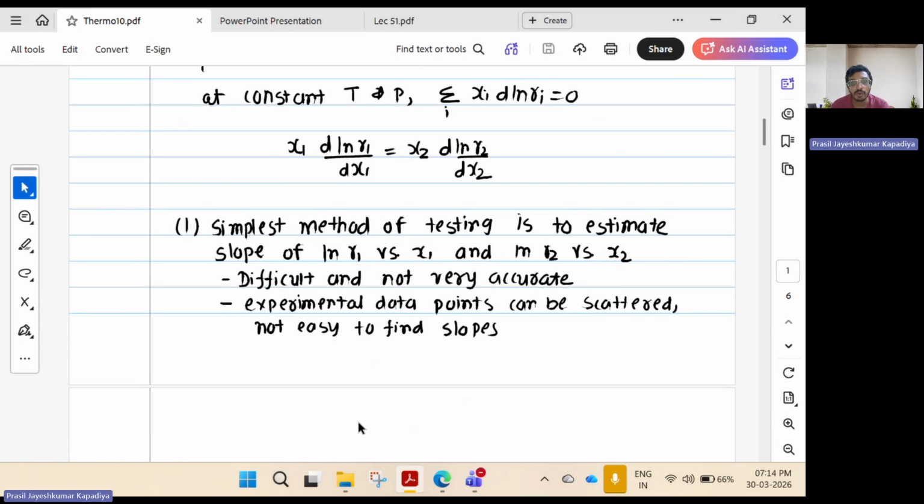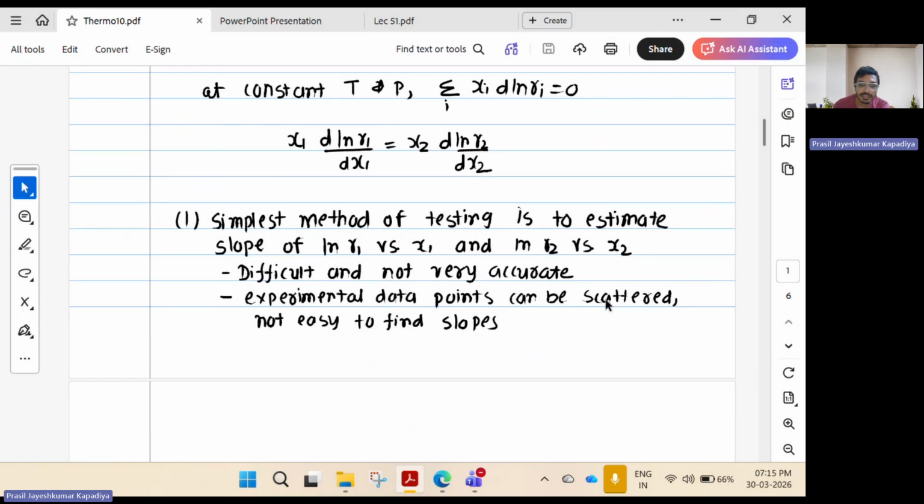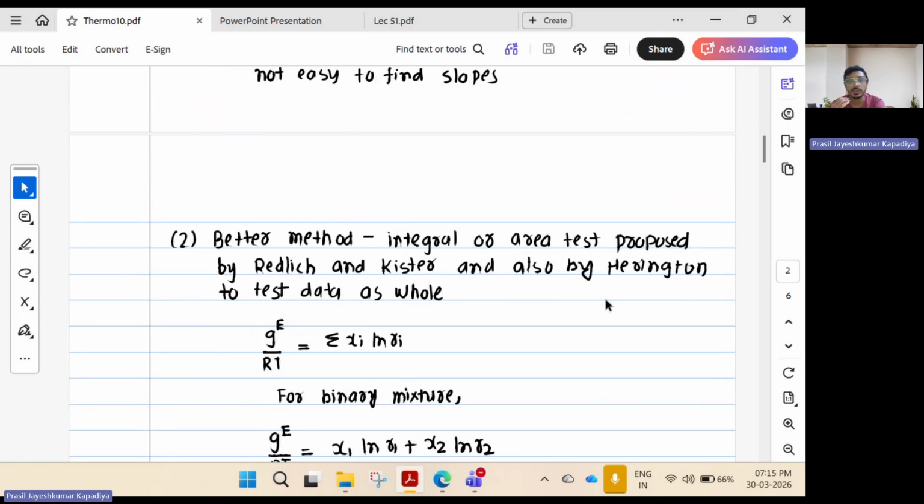But this testing is not always easy, because at each point finding the slope is difficult, and further, experimental data points may not always form a very good line. It may form some scattered points, so it is not always easy to find the slope. So there is one other better method that was proposed by Redlich and Kister, and also by Harrington.